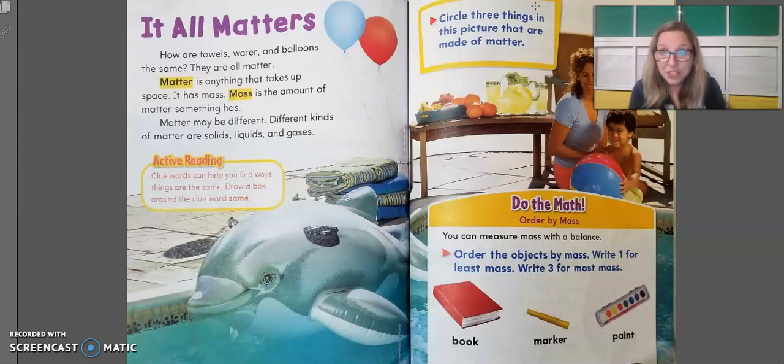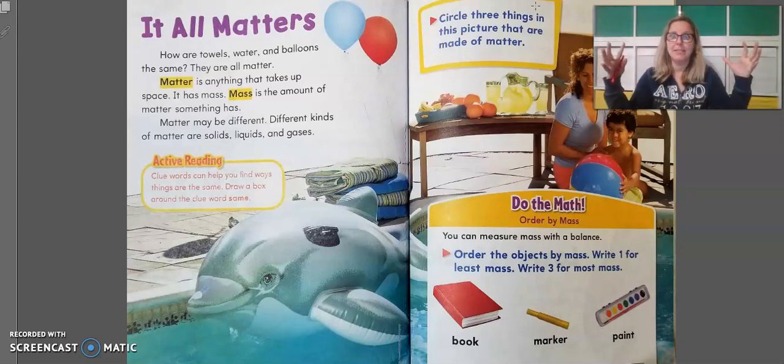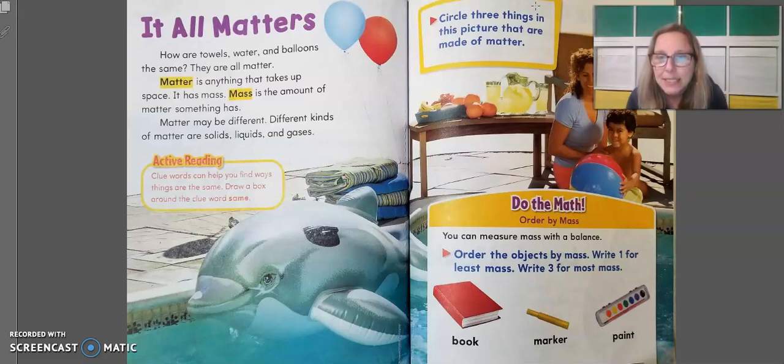Down at the bottom here, it says do the math, order by mass. Remember, mass, think massive. How big is it? It says order the objects by mass. Write 1 for the least mass, so that means the smallest.